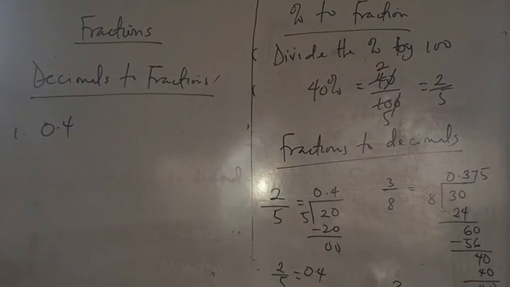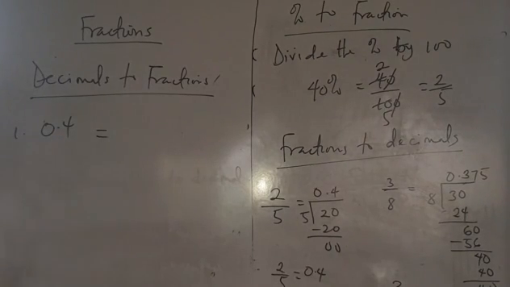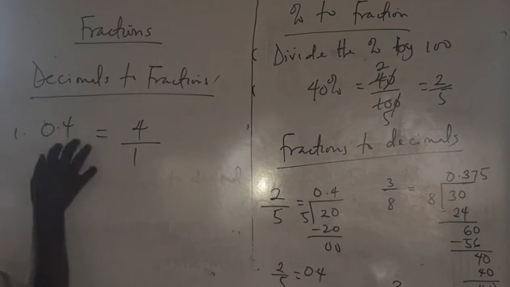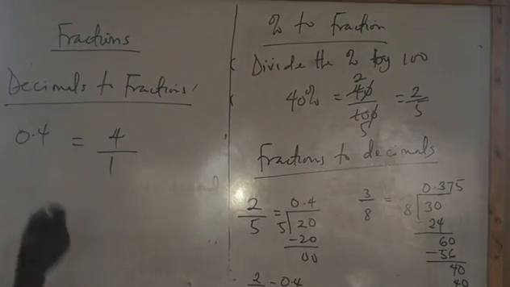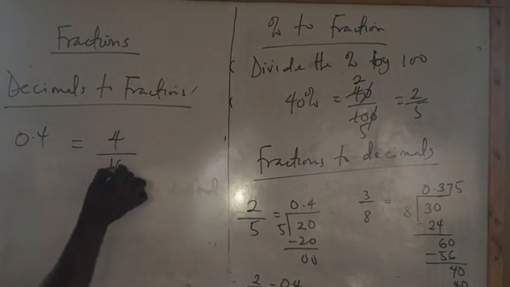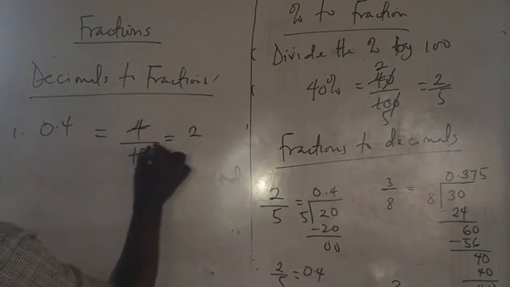We want to change 0.4 to a fraction. So what you are going to do is pick the whole number that we have here. What's the whole number that we have? It is just 4, right? Divided by 1. Then we come back to the question: how many digits do you have after the decimal point? We have just 1 here. So that's 1 0. So then simplify. 4 here 2, 4 here 1, 5.